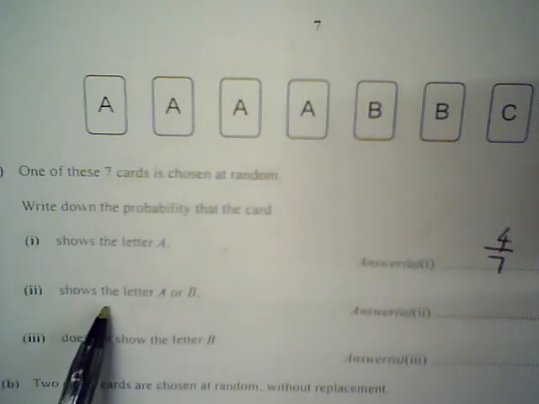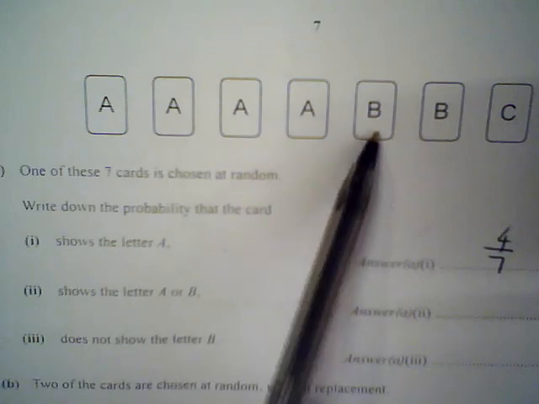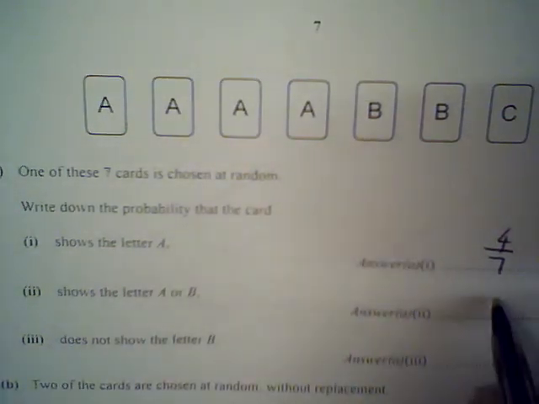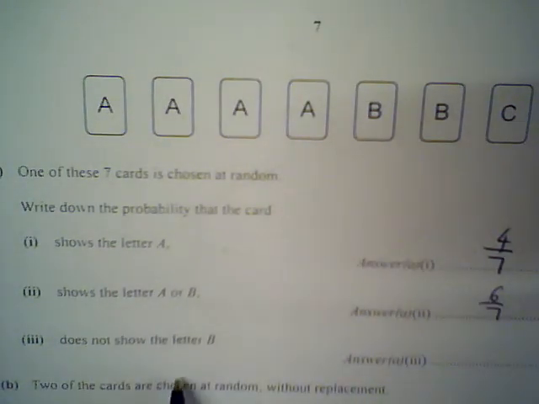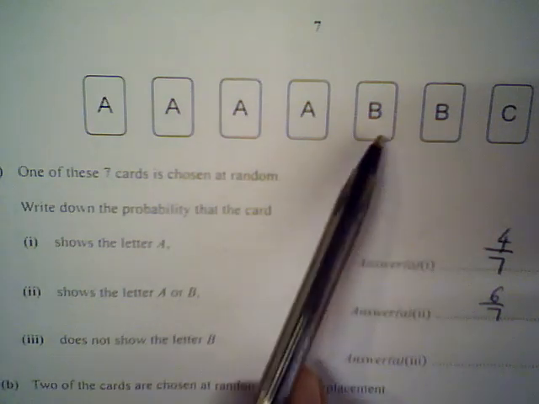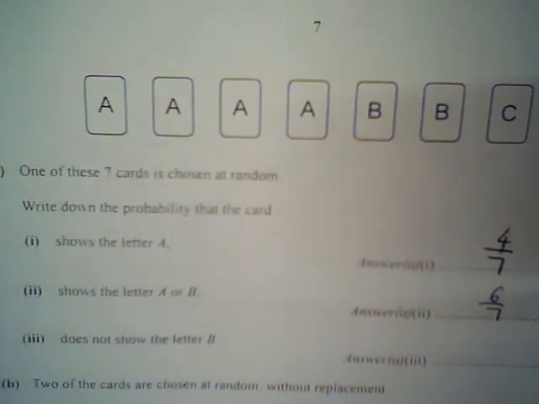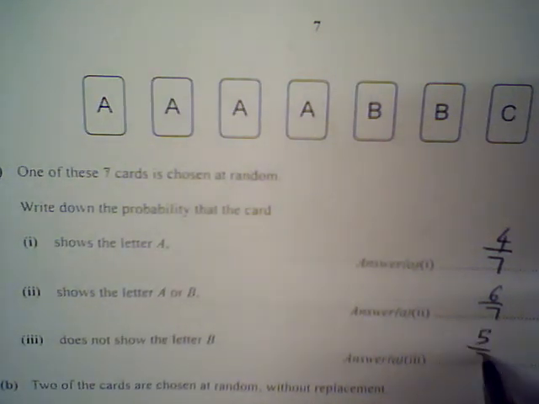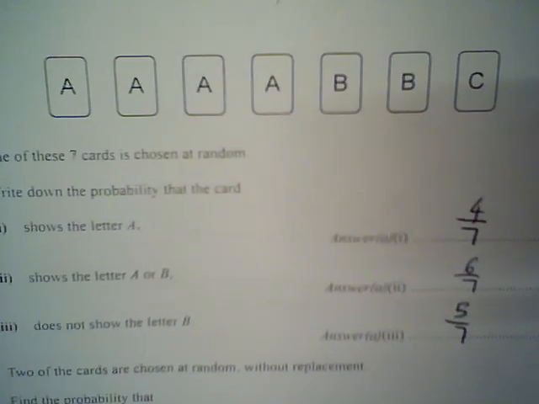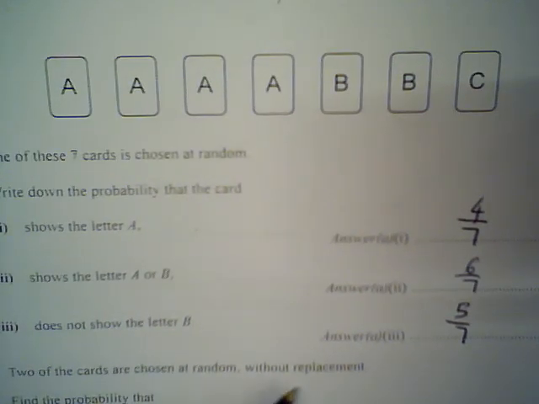Okay, shows the letter A or B. So 1, 2, 3, 4, 5, 6. So it's 6 possibilities out of 7. Does not show the letter B. Okay, so it could be 1, 2, 3, 4, 5 possibilities. Okay, good. 2 of the cards are chosen at random without replacement. Find the probability that both cards show the letter A.